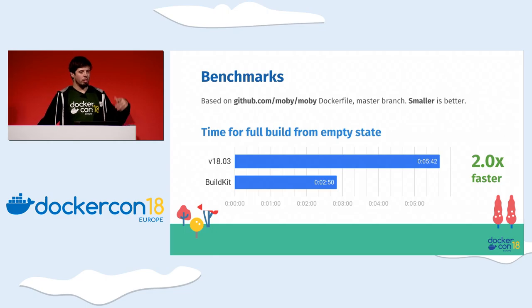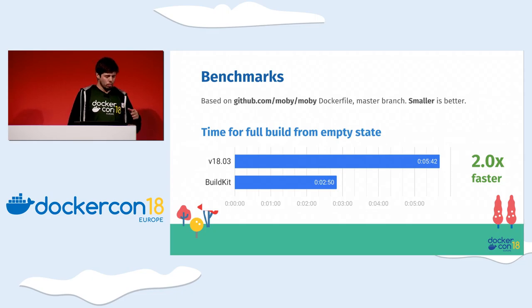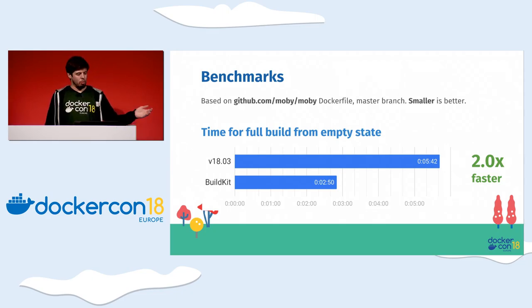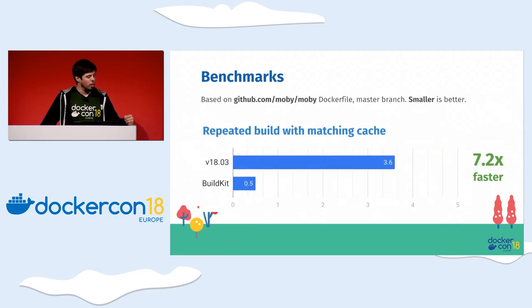Because this was a silly Hello World example, I wanted to show some of the benchmarks on more serious Dockerfiles, like in this case Moby. So this is comparing the legacy builder with the new BuildKit builder. In this case, if you start from an empty state, you just do a docker build, and it's twice faster. If you do a repeated build, you didn't change anything, you just do it again, and it hits the cache all the way, it's 7 times faster. That's really significant.